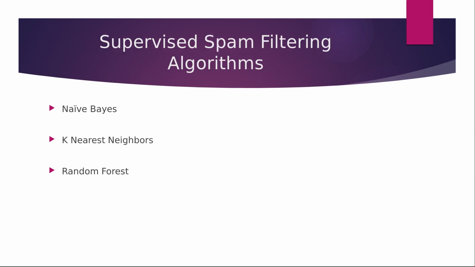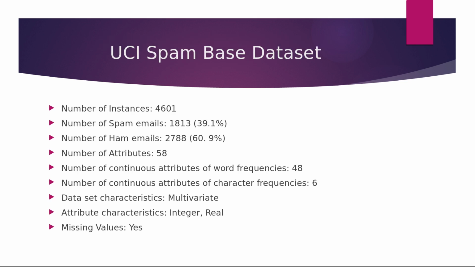In my project, I have discussed 3 algorithms: the Naive Bayes algorithm, the k-nearest neighbors algorithm, and the random forest algorithm. Before we move to the algorithms, let's discuss the dataset I have used. I have used the UCI spam database, which has a total number of 4601 instances. The total number of spam emails it has is 1813, and the rest of them are ham emails, which are 2788. The total number of attributes are 58 and the number of continuous attributes of word frequencies is 48.